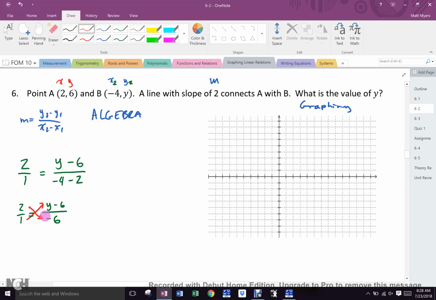So what is 2 times negative 6? Negative 12 equals, what's 1 times y minus 6? Y minus 6, because 1 times anything is itself. And then you just solve it. How do I get rid of this negative 6? Plus 6, and y equals negative 6. Is everybody good? And that always works in any math, anywhere you go.